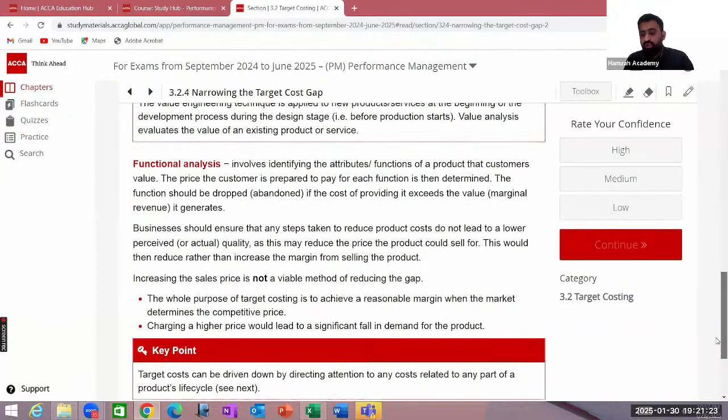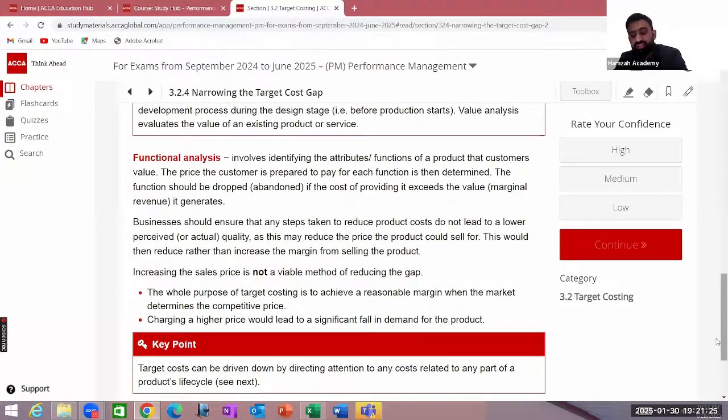Functional analysis. Functional analysis involves identifying the attributes, functions of the product and customer value. The price the customer is prepared to pay for each function is then determined. The function should be dropped if the cost of providing it exceeds the value it generates.